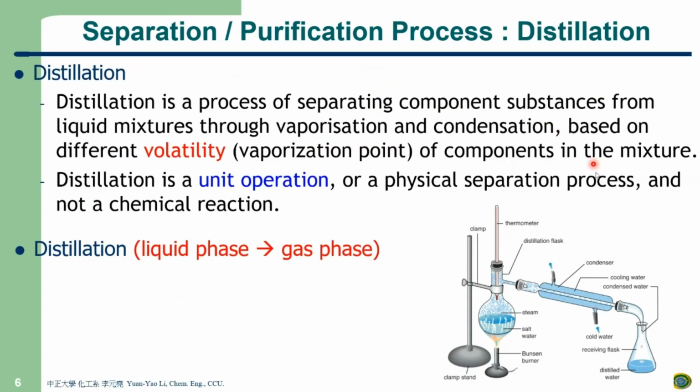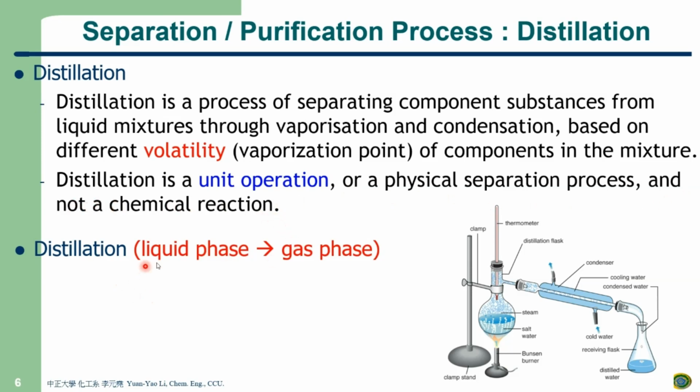Okay, next one is called distillation. I'm sure you already know distillation, right? Distillation is the process of separating component substances from a liquid mixture through vaporization and condensation, based on different volatility. Or it can be melting point, boiling point, right? Vaporization points of the components in the mixture. Distillation is a unit operation, a physical separation process and not a chemical reaction.